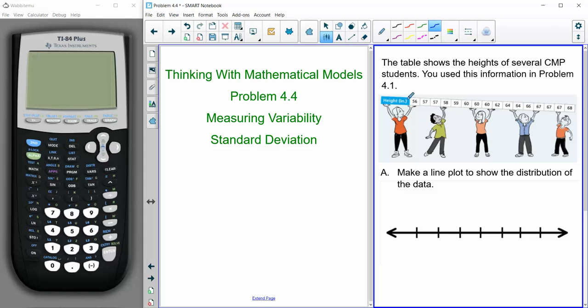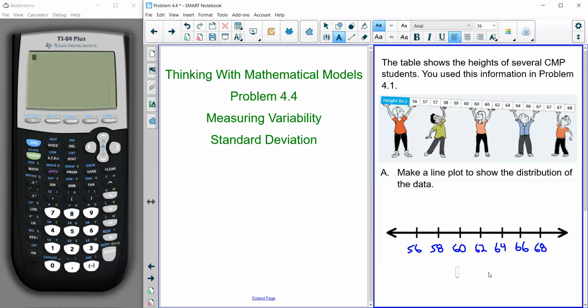If I only start at 56 and go by ones on this line plot, 56, 57, 58, 59, 60, 61, 62, that won't be enough to get to 68. So instead, I'm going to start at 56 and go by twos. Just like any graph, scaling is the first thing you want to concentrate on. And I'll even add a label down here: height measured in inches.